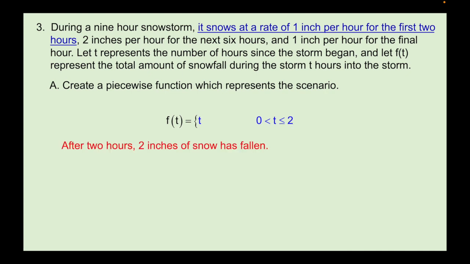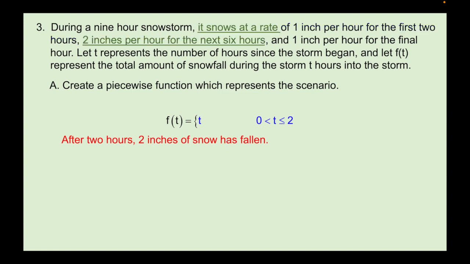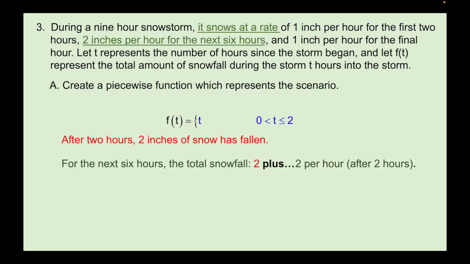My next condition is saying that it's 2 inches per hour for the next 6 hours. So since our function is representing the total snowfall here, we do have to realize that 2 inches of snow has already fallen. So we have to take that 2 and account for that in our problem by taking 2 plus, and then our new rate is 2 per hour. But since that's after 2 hours, we need a way to express that after 2 hours, and the way that we're going to do that, similar to the last problem, is T minus 2. So this expression, again, should be 2 plus, and that 2 came from our total amount from the first amount, and then plus, this is our new rate, and then times an expression.